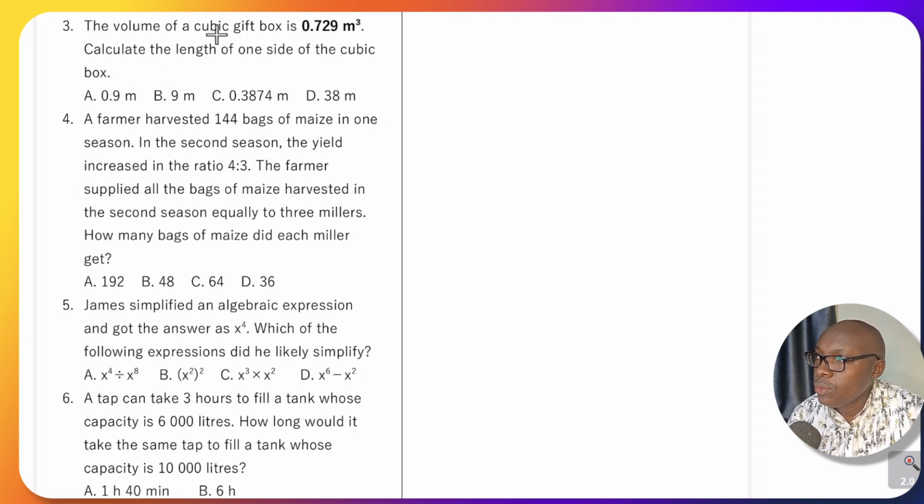So given the volume of the cubic box, the first thing you need to understand is how you get the volume of a cube. The volume of a cube is given by length multiplied by length by length. Why? Because a cube has all the sides equal. All the sides of a cube are equal. So it is length times length times length, which is equivalent to length cubed.